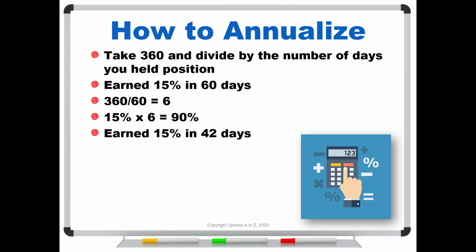What if you earned 15% in 42 days? Again, 360 days divided by 42 gives you an annualization factor of 8.6. Take the 15% times 8.6, you earned at the rate of 128% per year.